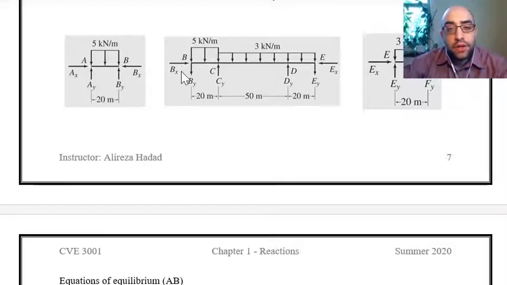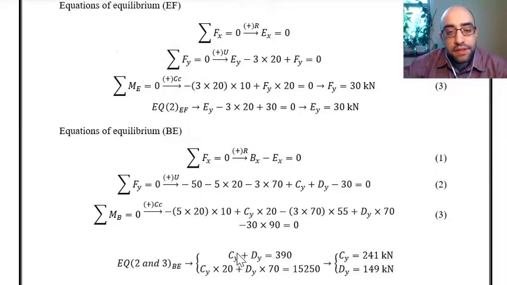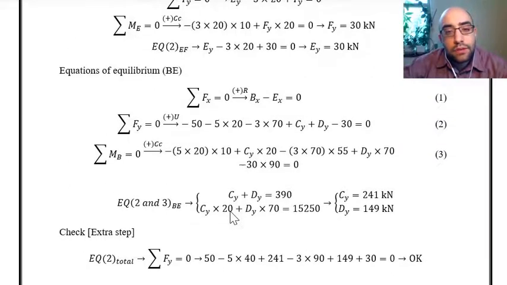Summation of forces in x direction is equal to 0. So Bx minus Ex is 0. That is the first equation. As you can see, that is over here.